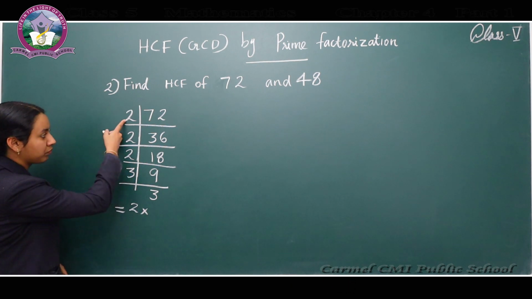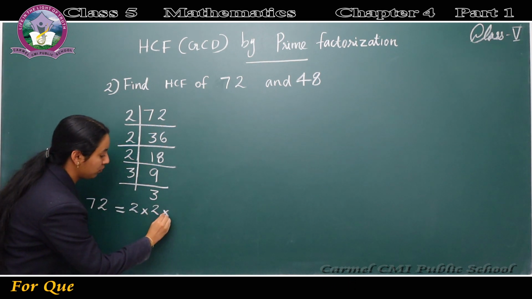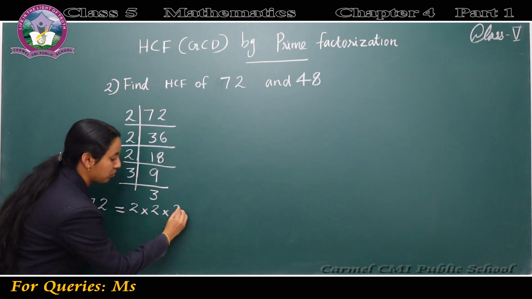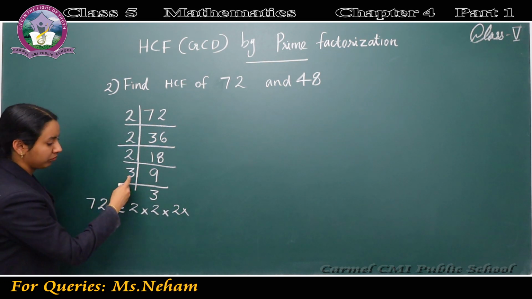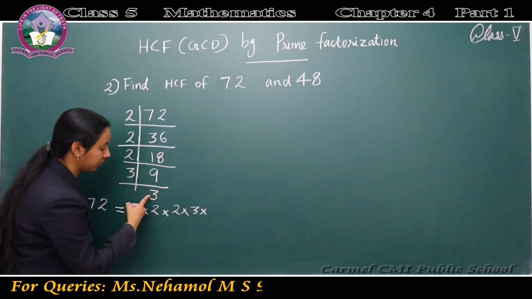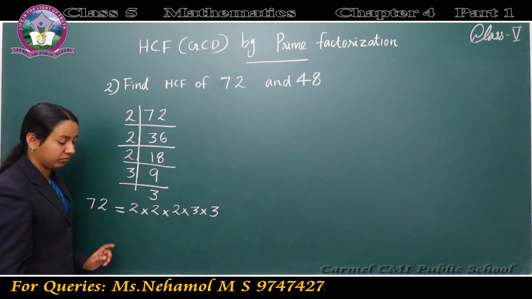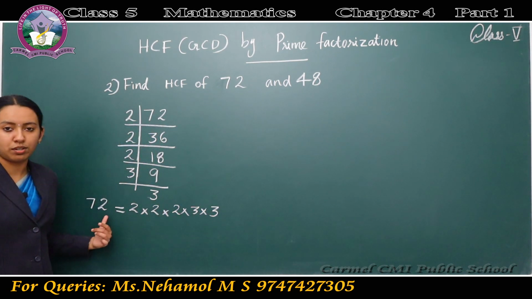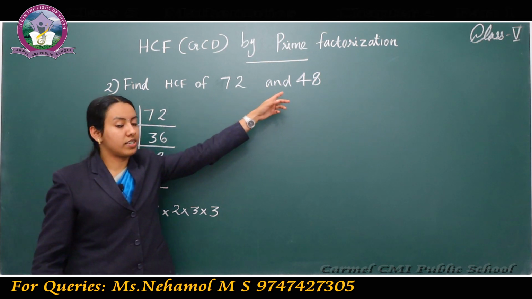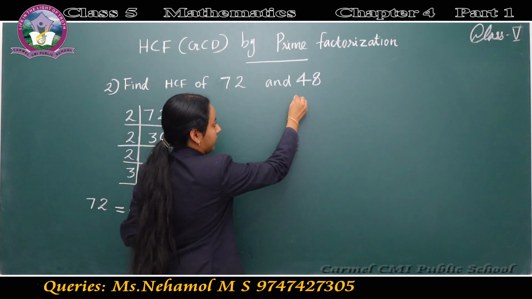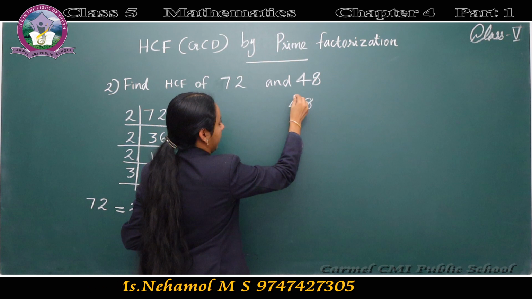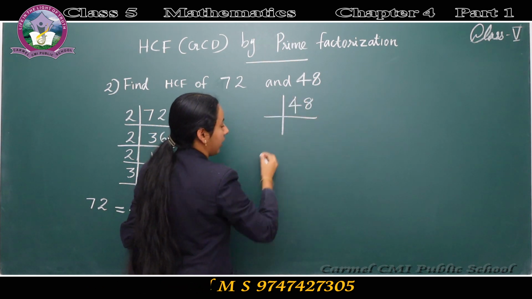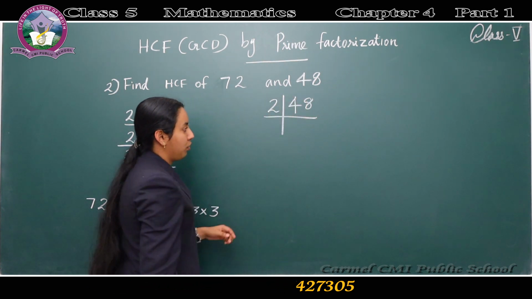2 into 2 into 2 into 3 into 3. This is the prime factorization of 72. Now consider the second number 48. 48. Start dividing with the least prime number 2.